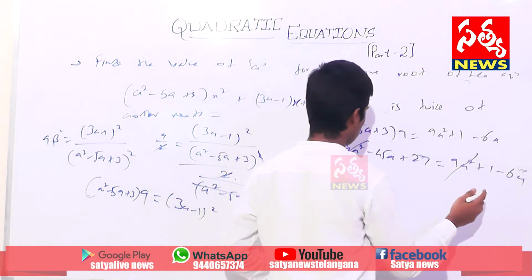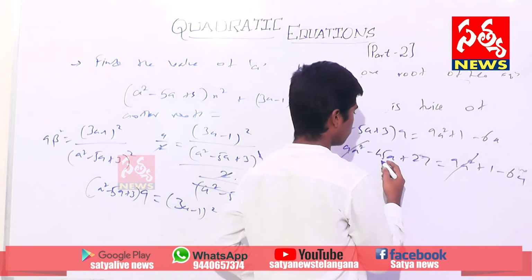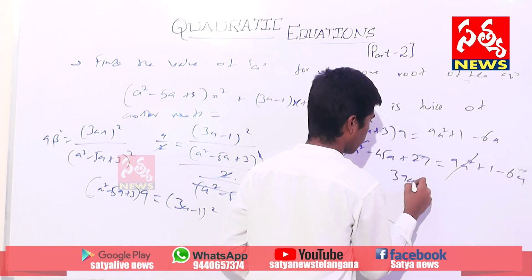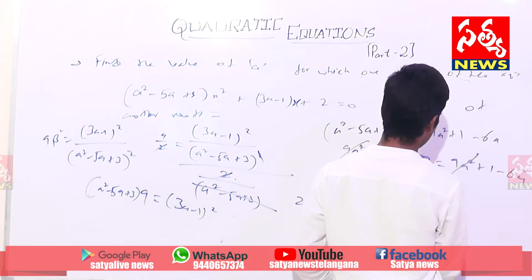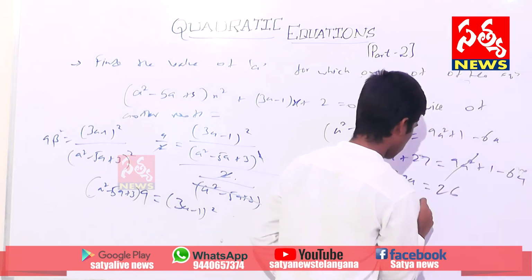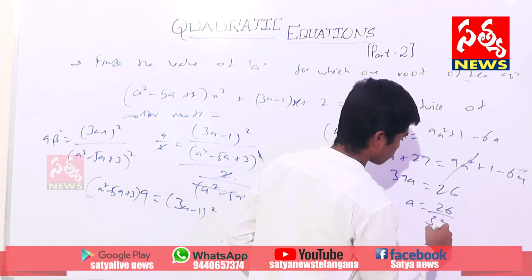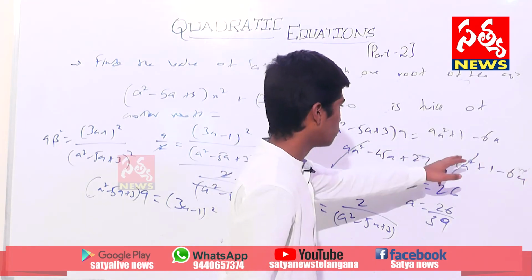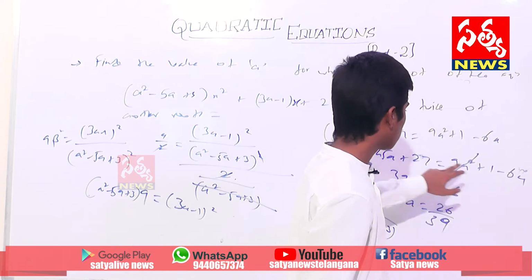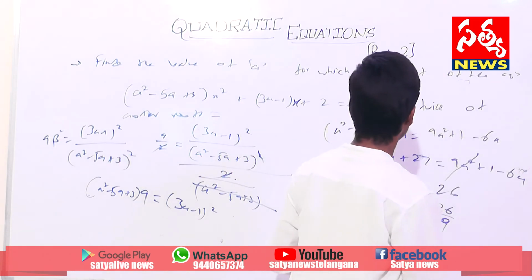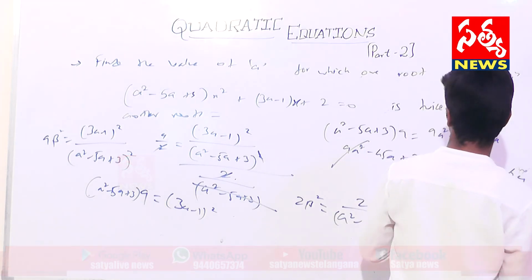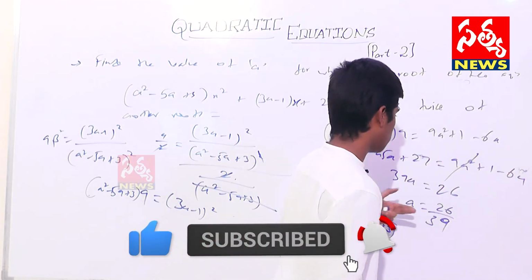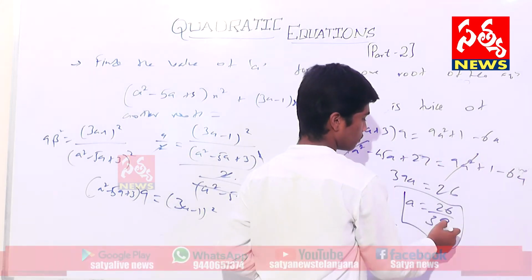9a square gets cancelled. And now bring this 45a to that side. 45 minus 6, 39a is equal to 27 minus 1, 26. A is equal to 26 by 39. See, is it correct or not? 45a minus 6, 45 minus 6 is 39 and 27 minus 1 is 26. Yeah. So the answer is a equals 26 by 39.